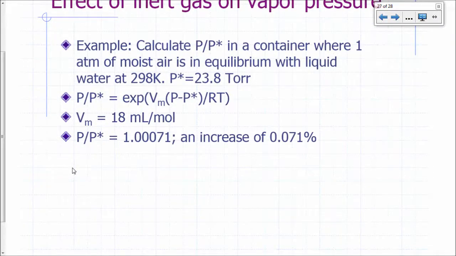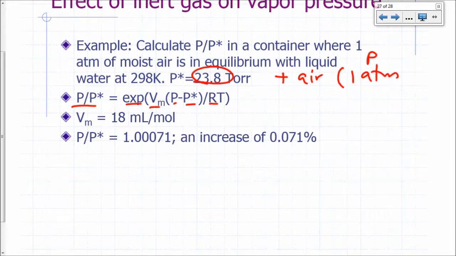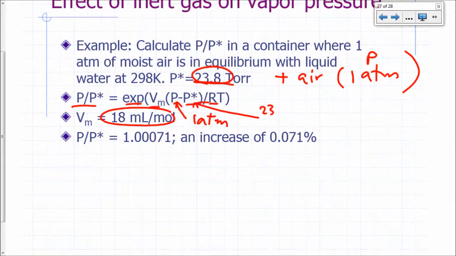Let's say your water, P star for water, is 23.8 torr. Then P over P star would be e to the molar volume times (P minus P star) over RT. So you have 23.8, plus enough air to make it 1 atmosphere total pressure. To what extent will this vapor pressure be affected? If you plug in the numbers, the molar volume of water is 18 mL per mole. Your pressure is 1 atmosphere, so that's 760 torr. And then P star would be 23.8 torr divided by 760, which makes it atmospheres.